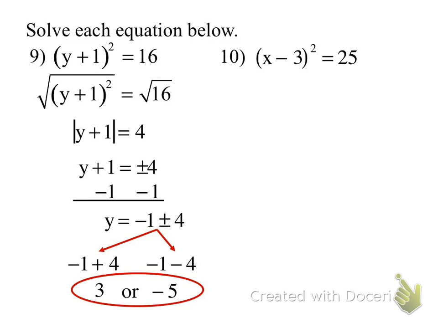Okay, Zoe P. What would I do first? First, you have to root both of them. We're going to root both sides. So you said the square root of x minus 3 squared equals 25. Okay. And what would I end up with, Susan? Next line. You get the absolute value of x minus 3 equals 5. Good.